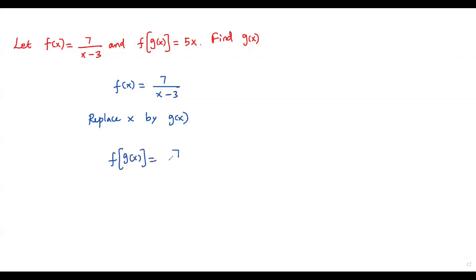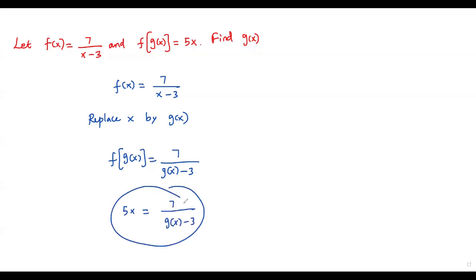On the right side also I'm going to replace this x by g of x, and I'm getting 7 over g of x negative 3. On the left side now we are getting the composition of two functions, f of g of x. We already know what is equivalent to this. It is given in the question, that is 5x. So now we can plug in this 5x for f of g of x. Let me do it. So we get 5x equals 7 over g of x negative 3.